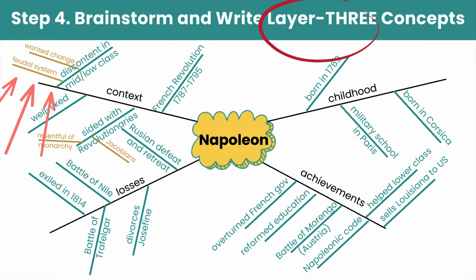So if you look over here, that's sort of in the mustard color. So if we look at the top left, discontent in the lower and mid classes, they wanted change, right? There was a feudal system that people didn't like. If we look at that, Napoleon sided with the revolutionaries, those were the Jacobins. They were resentful of the monarchy.